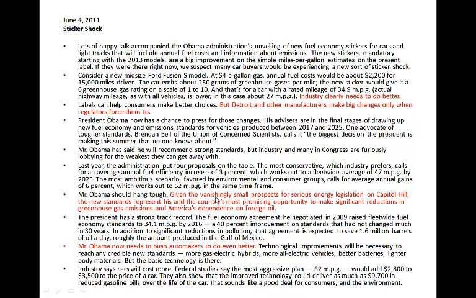Let's look further. There's very little prospect for serious energy legislation coming out of Capitol Hill. And so the new emission standards, or fuel efficiency standards rather, represent President Obama's most promising opportunity to make significant reductions in greenhouse gas emissions, etc. And then finally, restating the earlier claim that industry needs to do better, is this claim that now's the chance for him to push automakers to do even better.